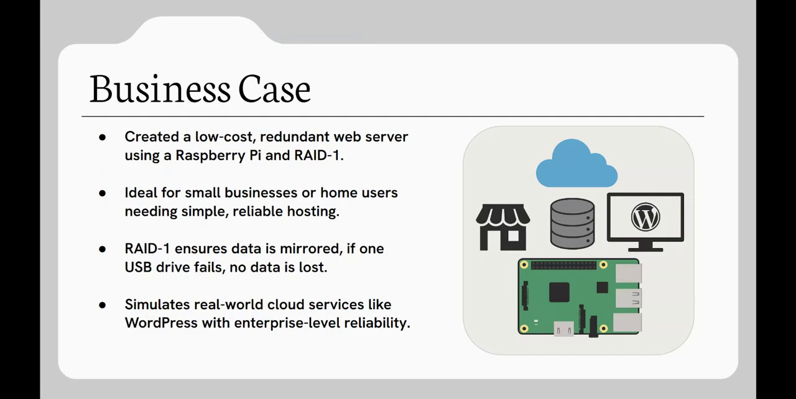This means the server can survive the failure of one storage device without losing data or uptime, which, quite frankly, is a key requirement for any service exposed to the internet. It brings enterprise-like redundancy to a personal low cost setup. The Raspberry Pi, with its small form factor and low power consumption, was the perfect platform for this project. It's cost effective. It's also energy efficient and flexible enough to support everything from web servers to IoT gateways.